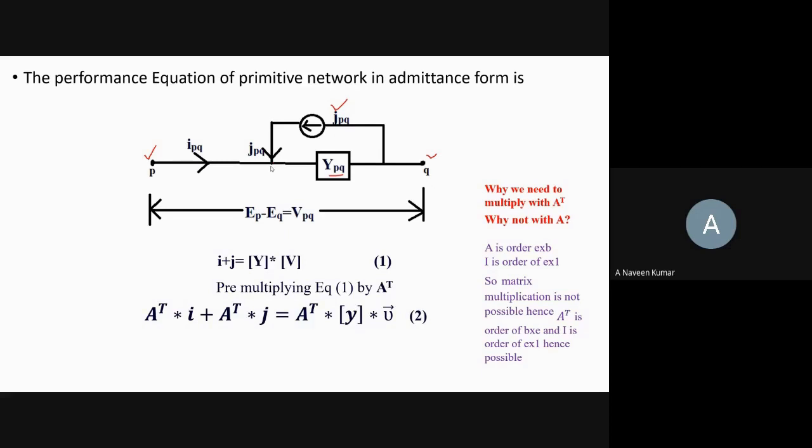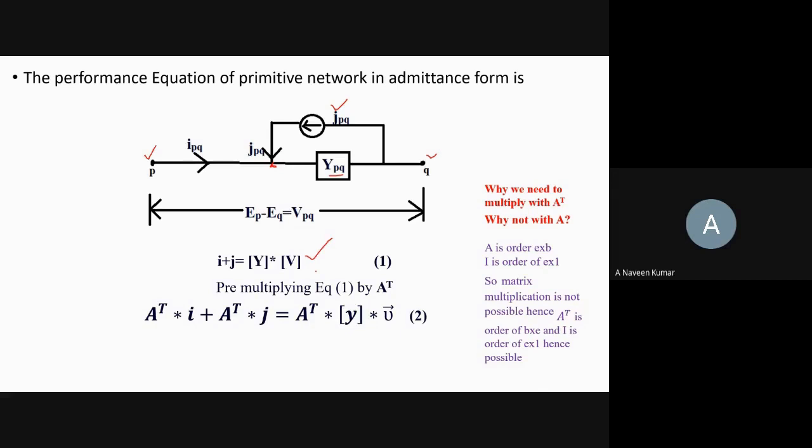Now at this node, the current equation is IPQ plus JPQ equals YPQ into V, where V is the voltage across this element. Based on that, we wrote the performance equation yesterday. Already we have done this: I plus J equals Y into V. This equation we know, till this point.